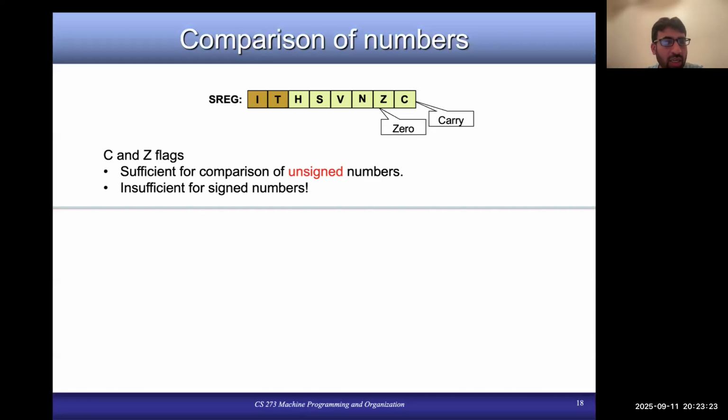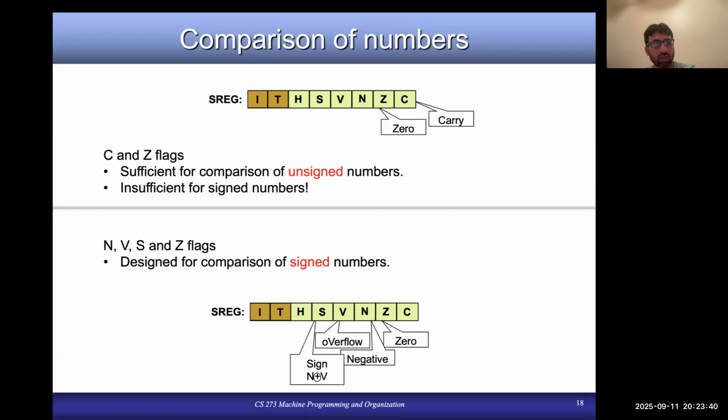When you are comparing unsigned numbers, your microcontroller hardware will be looking at the value of the C flag and the zero flag, right? However, these two flags are not sufficient when you are comparing signed numbers in your assembly language program. For that, the microcontroller will use other flags as well in addition to the zero flag, and those flags are the negative flag, overflow flag, and sign flag, right?